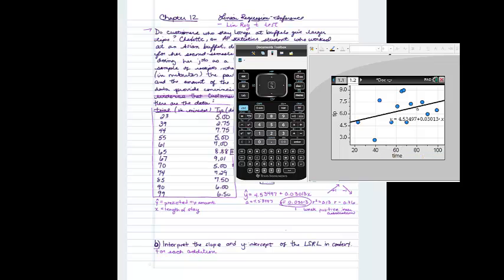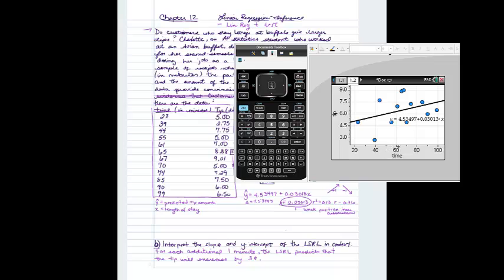And the way that I would word this is for each additional 1 minute. So basically, like per 1 minute, the least squares regression line predicts that the tip will increase by 0.03, which is really 3 cents. Something like that.